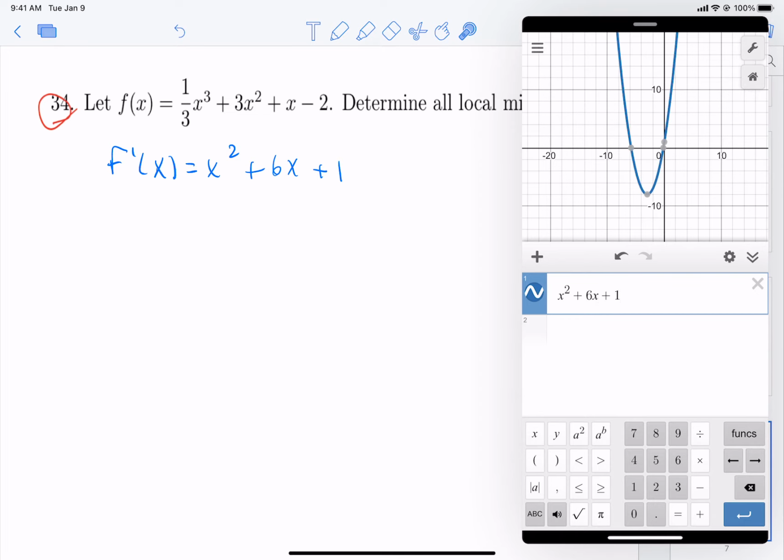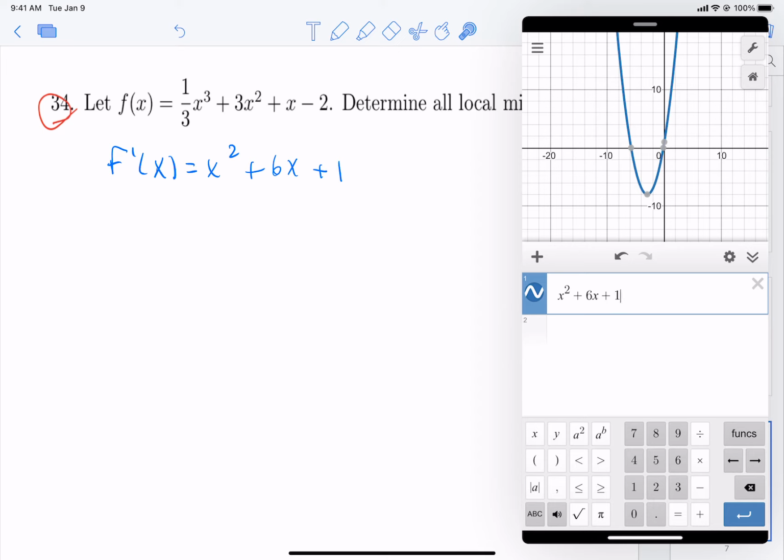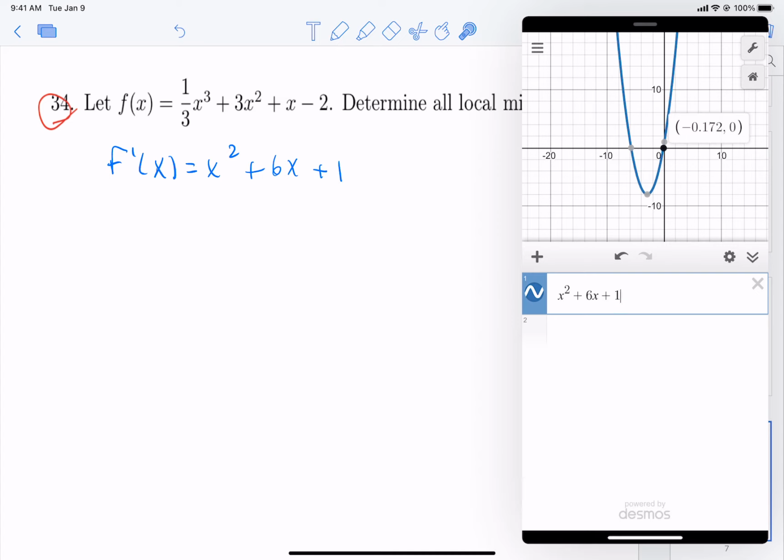Wait a second. So f prime, you have x squared right there. Are you sure that's correct, coming off of 1/3 x to the third? Yeah, 3 times 1/3. You're not integrating, so you don't divide by 3. You drop down the 3, so it's 3 times 1/3. Okay, I understand that.